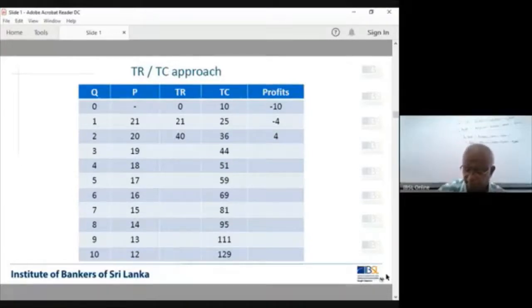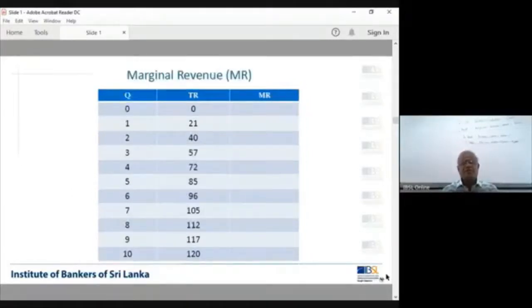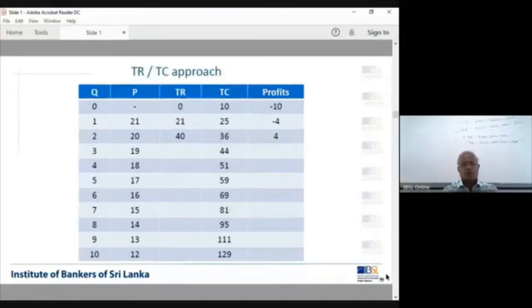I have the next slide. This is the total revenue. Let's finish the TRTC approach. Total revenue you calculate. Output level should be 6. That is the profit maximizing output level.